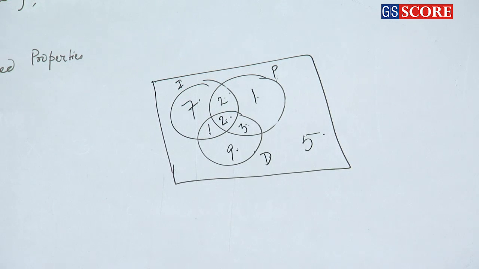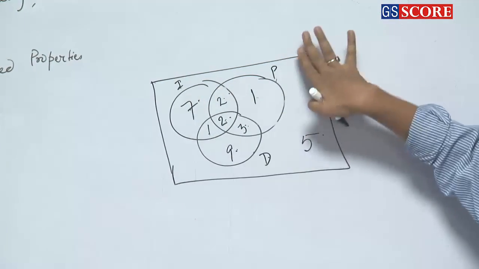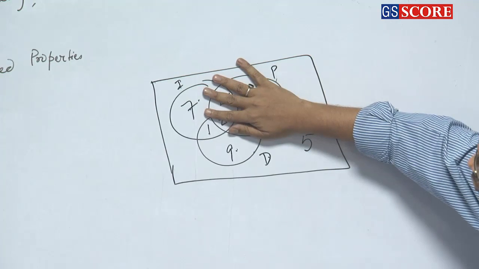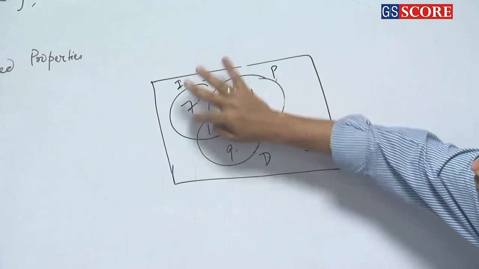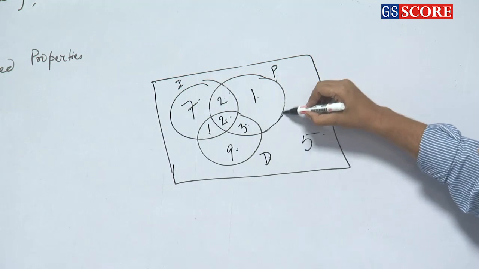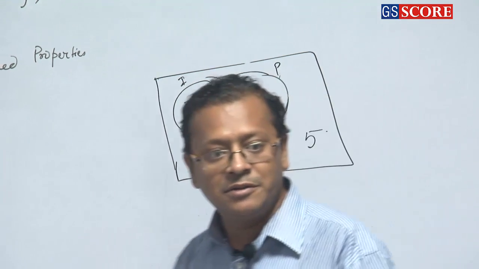Okay. The number of people who like ink or dot but not pencil, they like either ink or dot but not pencil. So just forget this big circle. So how many values are there? 9 plus 1, 10, 10 plus 1 is, so 1700. Clear or not? Clear or not, everybody?